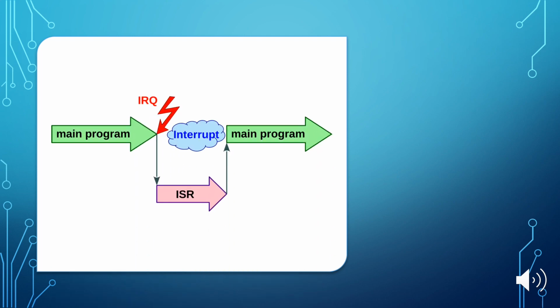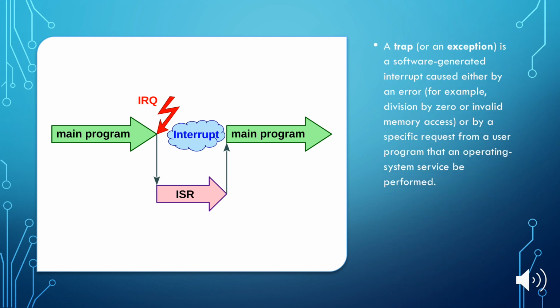Modern operating systems are interrupt driven. If there are no processes to execute, no IO devices to serve, and no users to whom to respond, an operating system will sit idle, waiting for something to happen. Events are almost always signaled by an interrupt or a trap. A trap is a software generated interrupt caused by an error, for example division by zero or invalid memory, or by a specific request from a user program that an operating system service is to be performed. An interrupt service routine is provided to deal with the interrupt.